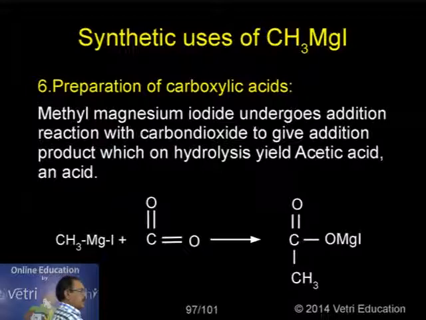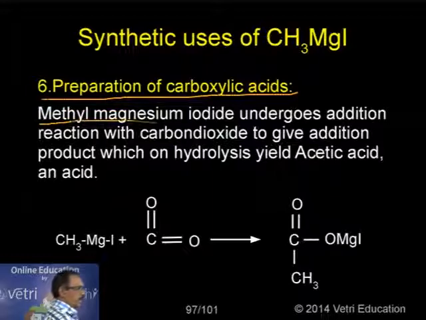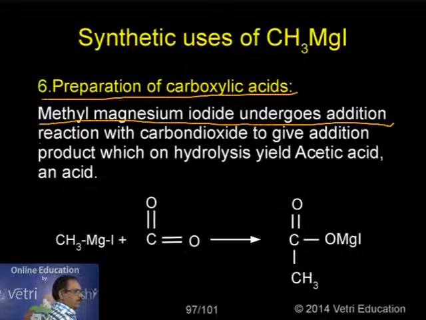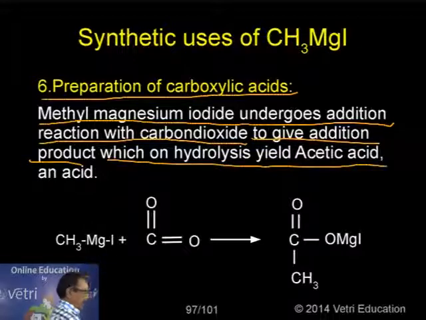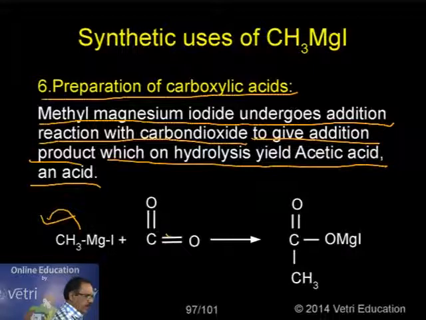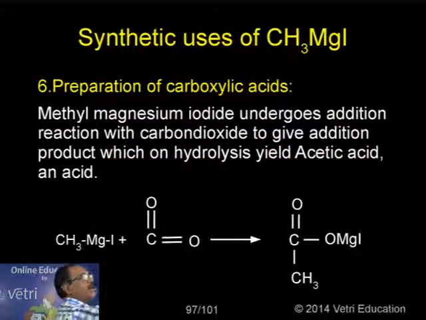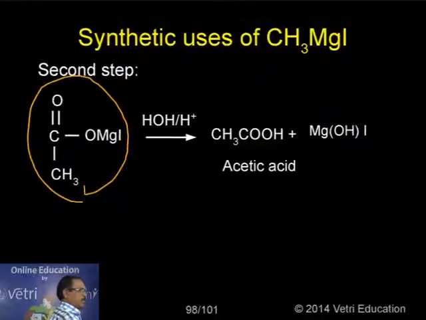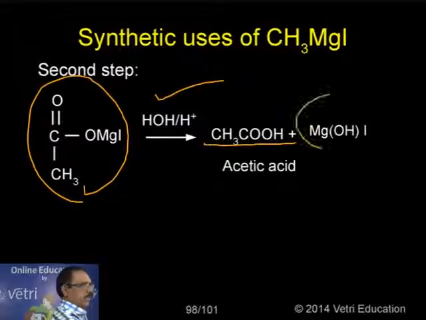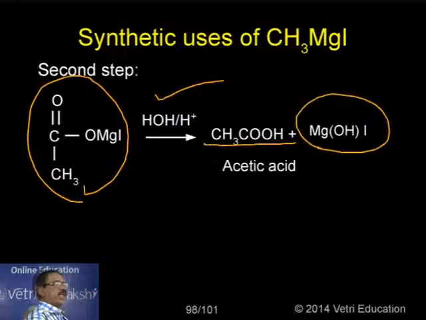Next one, preparation of carboxylic acid, another most important preparation. Methyl magnesium iodide undergoes addition reaction with carbon dioxide to give an addition product, which on hydrolysis yields acetic acid. For example here, methyl magnesium iodide will cleave like this. Now what will happen? This will undergo cleavage again, so you are getting this intermediate. This intermediate undergoes hydrolysis in acid medium and gives acetic acid and MgOH.